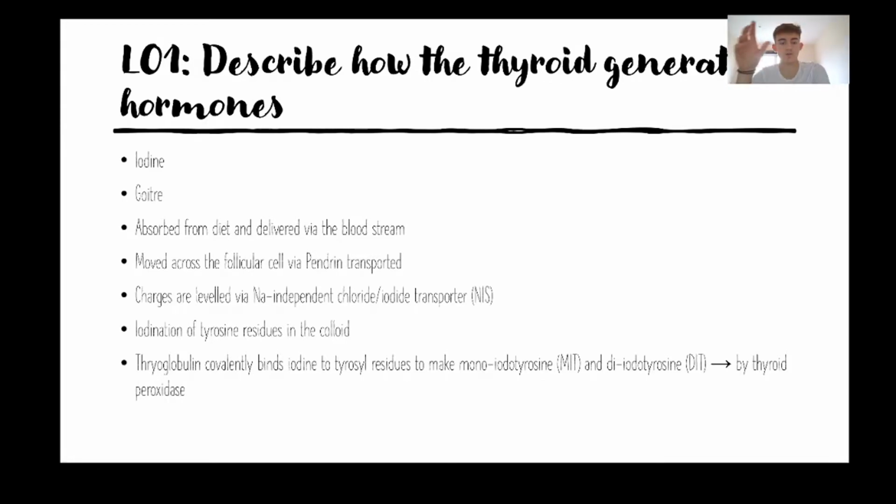When the hormones are made, while still in the thyroglobulin, they enter the cell, and then lysosomal enzymes digest the thyroglobulin. All we're left with are the free hormones, which can then be transported into the blood and taken around the body via thyroid binding globulin proteins, or very little could be transported by albumin.